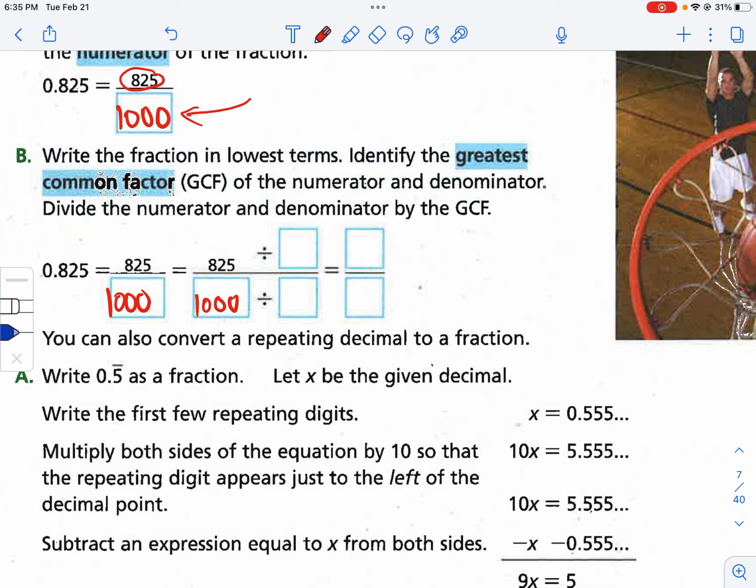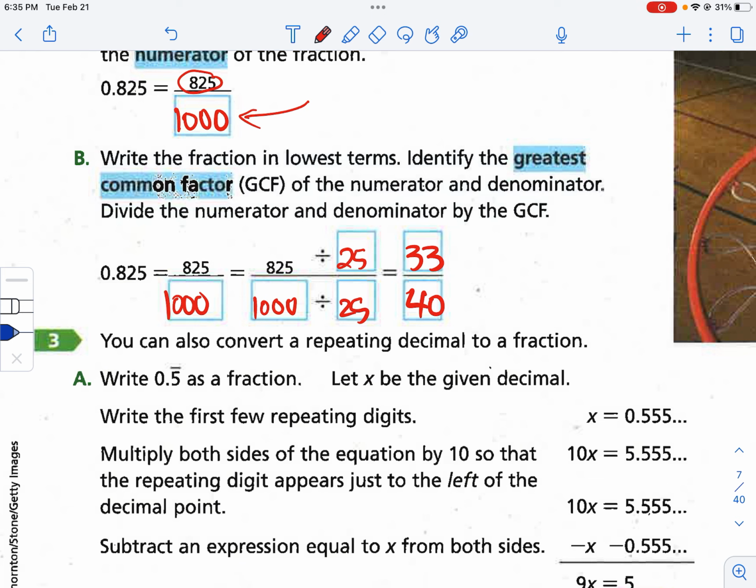So I personally, anytime something ends in 25 or 00, it's always divisible by 25. So I'm going to go ahead and use 25 myself. So 825 divided by 25 is going to get me 33. And 1,000 divided by 25 is going to get me 40. And there you have it. You have the answer in lowest terms. We have simplified it to lowest terms.